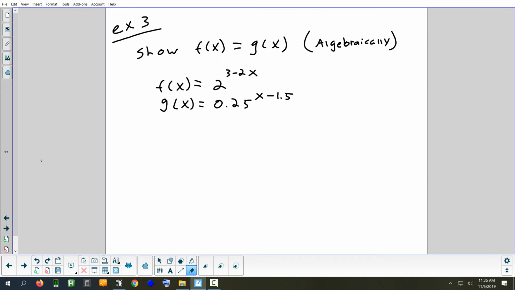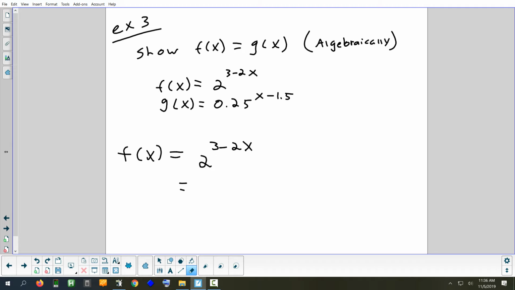Let's look at this. When you quickly look at those, you may think that they are different, but apparently they're the same, because the directions are asking you to prove that they're the same. To prove they're the same, you start with one of them and you change it into the other. So let's try to change f of x into g of x. So f of x equals that.